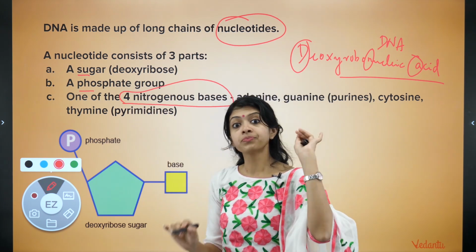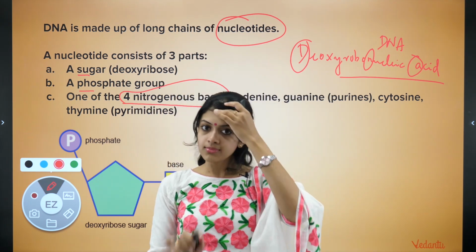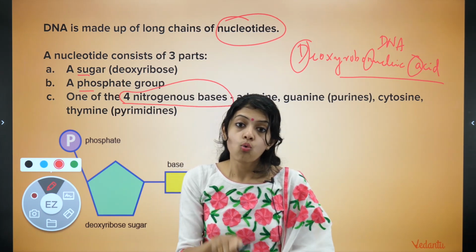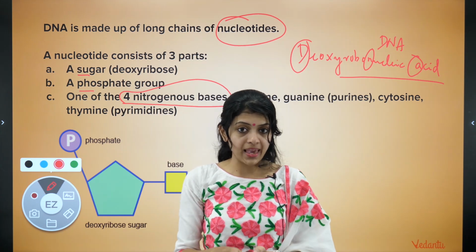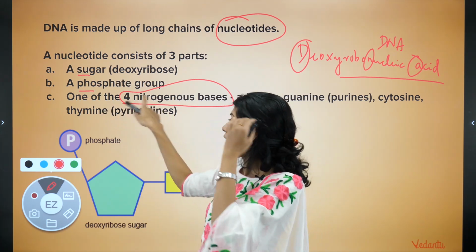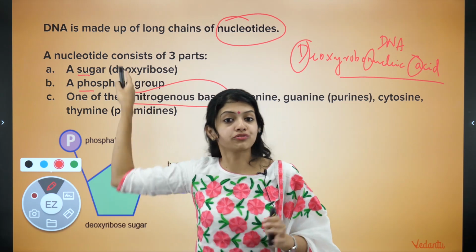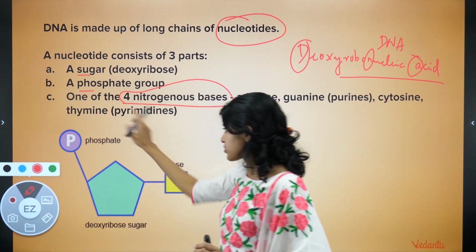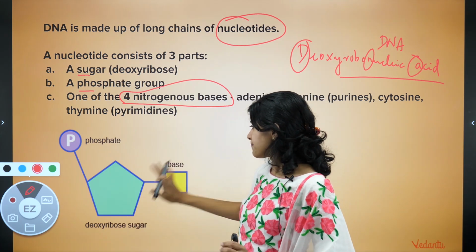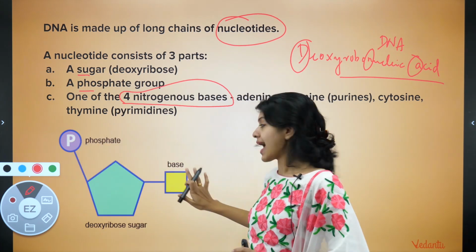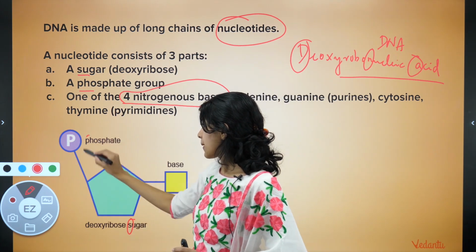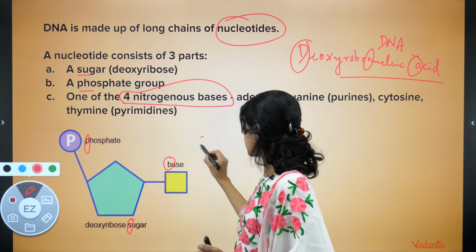Remember that much for now. A nucleotide is made up of a sugar, phosphate, and 1 nitrogenous base. Okay, we have 4 options, out of which one would be part of a nucleotide. Okay, this is roughly the structure of a nucleotide. Okay, a sugar, a phosphate group, and a nitrogenous base. Look at that, S, P, B.